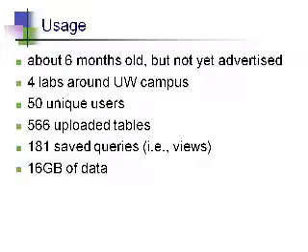Usage is about 6 months old, but we haven't advertised it at all yet. There are 4 different labs around UW campus, and again, we haven't advertised yet. We have an official release and so forth coming out soon. There are 50 unique users. We have 600 tables uploaded, 200 saved queries and views, only about a tenth of which we wrote, and there's about 16 gigabytes of data, and that's important. This isn't a large-scale system; this is for collecting your spreadsheets together. So we haven't talked too much about the scalability story here yet, although with a relational database, you could do a lot worse for a scalable solution.